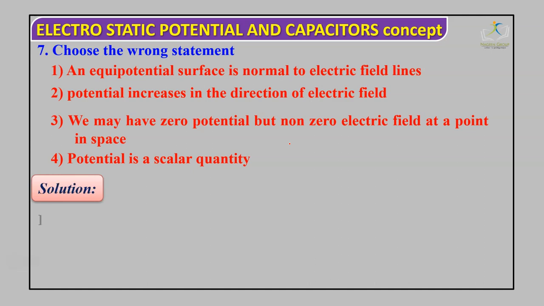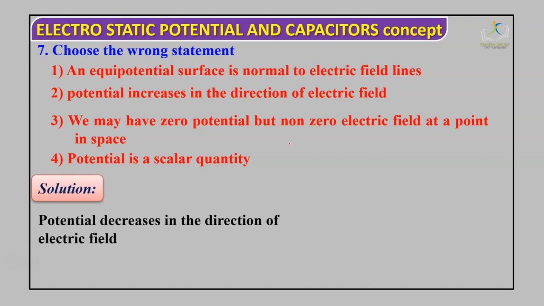So solution, let us see. Potential decreases in the direction of electric field. That's why we can say that the statement that potential increases in the direction of electric field is the wrong statement. How will this statement be true? We know that electric field is the negative gradient of potential. By this statement, we can easily say that potential changes accordingly. Next question which we have.